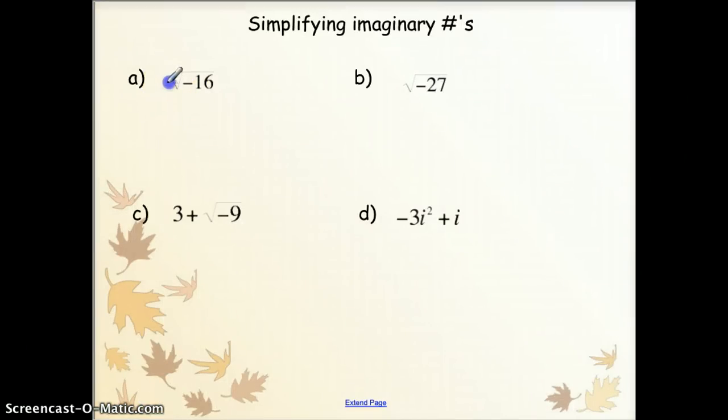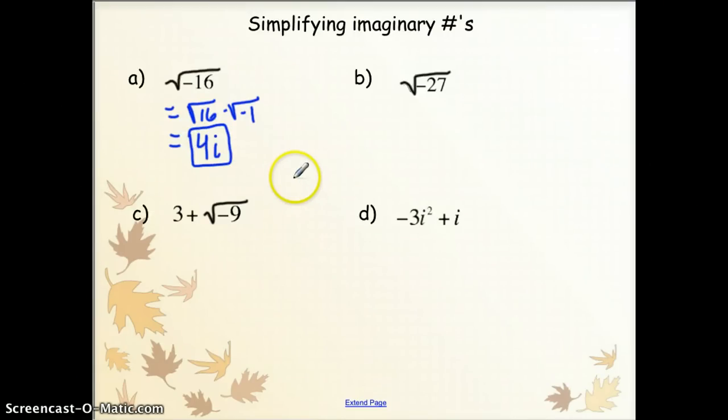Okay, we're going to do some simplifying problems. So for this first one, here I'll get these written a little bit darker so you can see. Okay, so for this first one, you could write this as the square root of 16 times the square root of -1, because 16 times -1 is -16. The square root of 16 is 4, and the square root of -1 is i. So the square root of -16 is 4i.